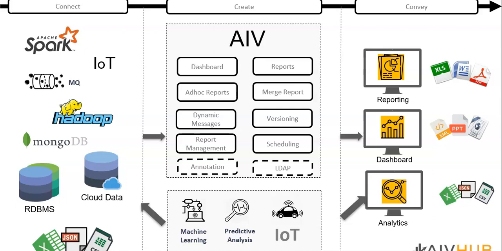You can also connect with the IoT data. You can perform predictive analysis using machine learning. Once it is there, you can start conveying this output into various formats like a report. It can be a dashboard, or it can be an analytical file like CSV, JSON, or Excel.